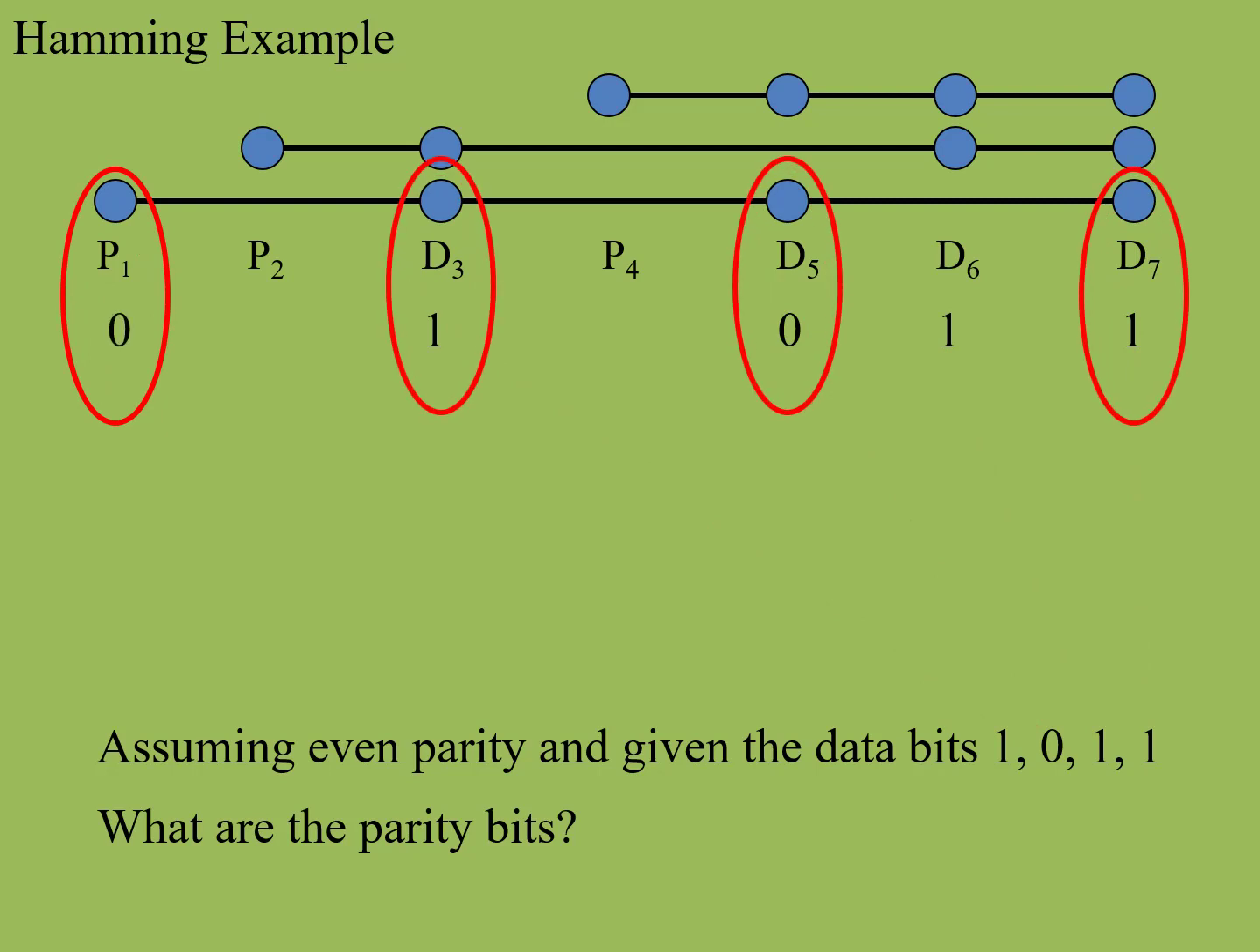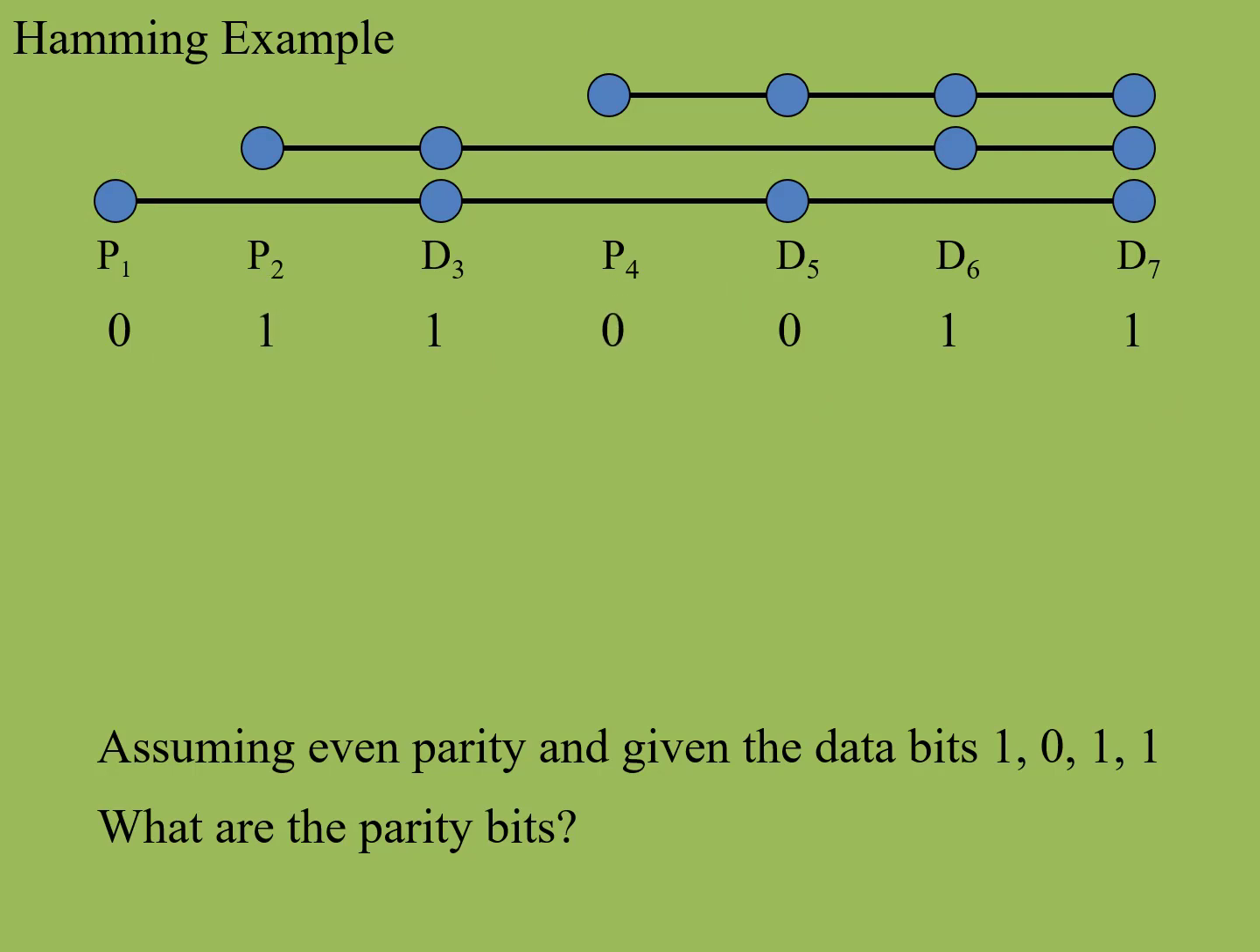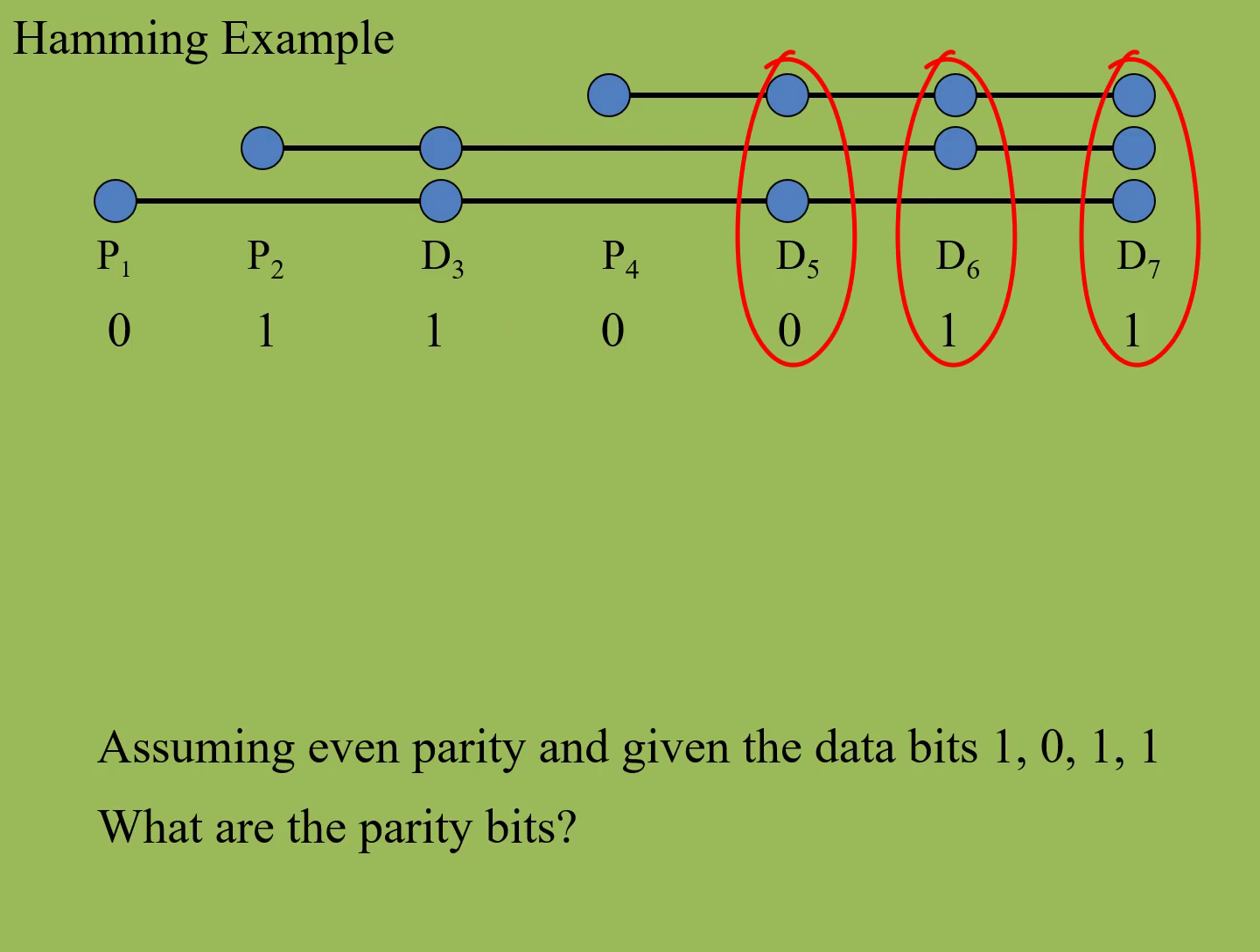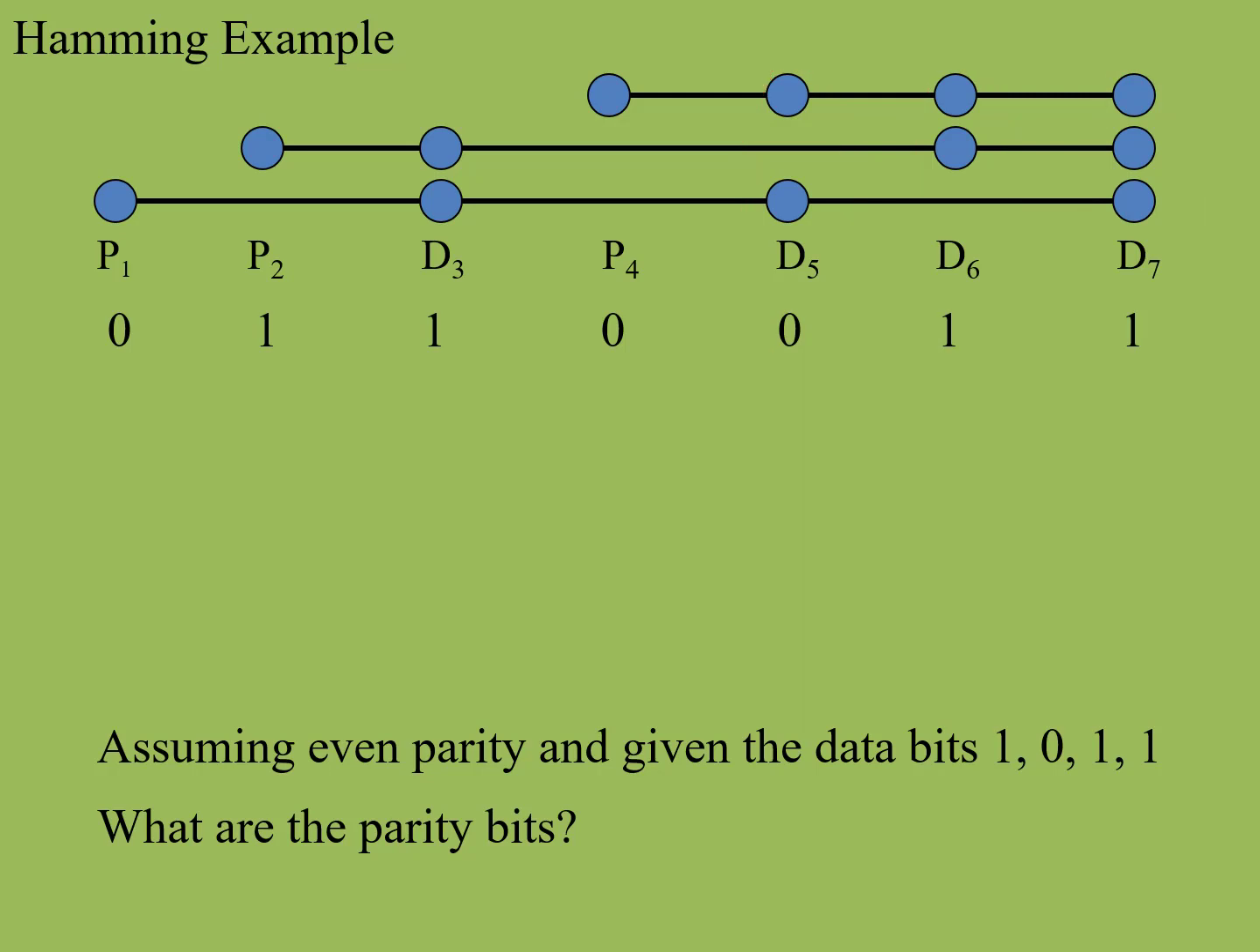If we want to figure out parity bit 2, we would have to look at D3, D6, and D7. You'll see that's 1, 1, and 1. And a 1 would make that an even number of 1s. If we want to figure out parity bit 4, that's paired with D5, D6, and D7, which is 0, 1, 1, which means we don't need an additional 1, so P4 would be set at 0. Parity bits are 0, 1, and 0 in this case.